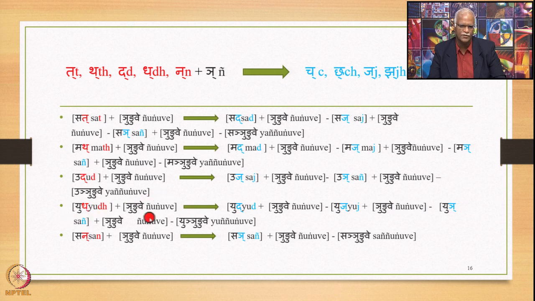Then we have yudha plus yungove, and then jalam jashante applies first, you get yudha plus yungove. Then this da is substituted by j, yuj plus yungove, and then j is substituted by nya. So we have yoin yungove, that is the finally derived form. Finally, we have san plus yungove, and this na is directly substituted by ny, so we have sai yungove as the finally derived output.